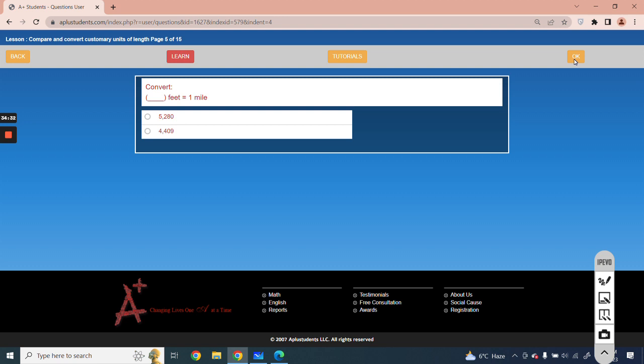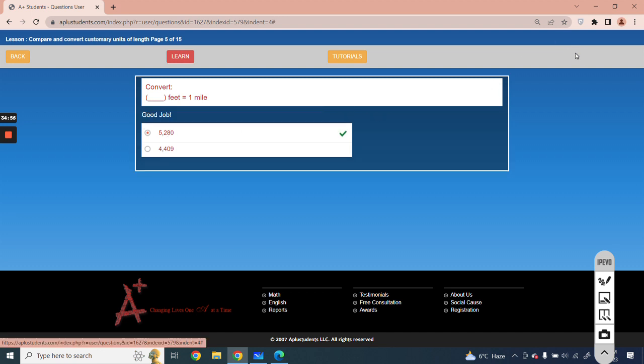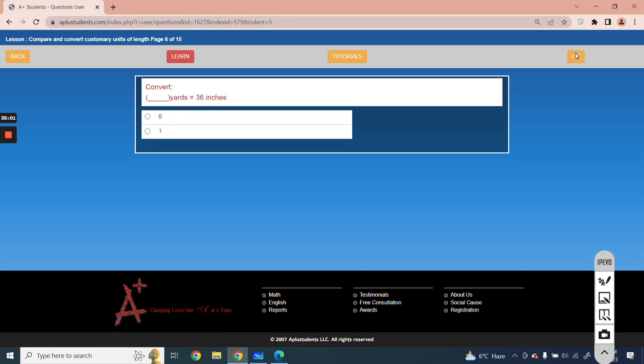Okay, how many feet equal 1 mile? How many feet do we have in 1 mile? In 1 mile we have 5,280 feet. Got it? You can note them down and memorize them. In 1 mile you have 5,280 feet. Got it? Okay. How many yards in 36 inches? Yes, that would be 1 yard equals 36 inches. Got it?